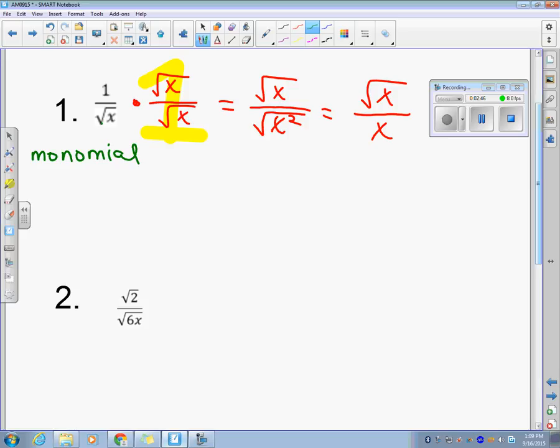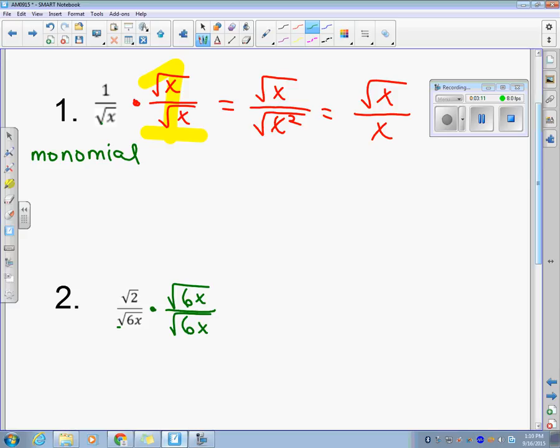So here's a second example, and I picked this one because it has a radical in the numerator and a radical in the denominator. We're still going to multiply this by 1, and the one that we're going to pick is the square root of 6x over the square root of 6x, because it's a monomial again. Monomial simply means there's no adding and subtracting in the bottom. There's one term in the bottom.